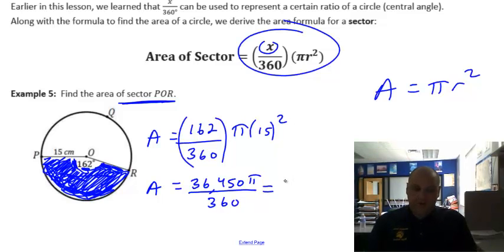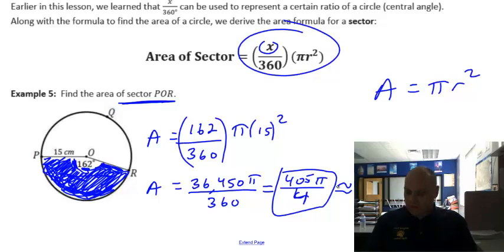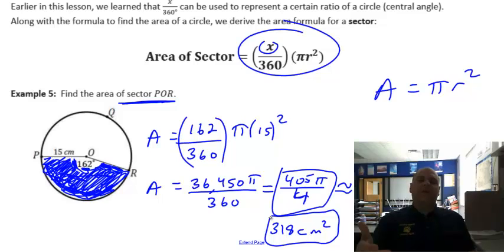Which then breaks down to 405 pi over 4, which could be a choice in multiple choice. But then that goes down to 318, and it's square centimeters, because it's area. Area is square units. So again, multiply it out, you get 405 pi over 4. Just type that in your calculator, 405 pi divided by 4. You get 318 square centimeters.